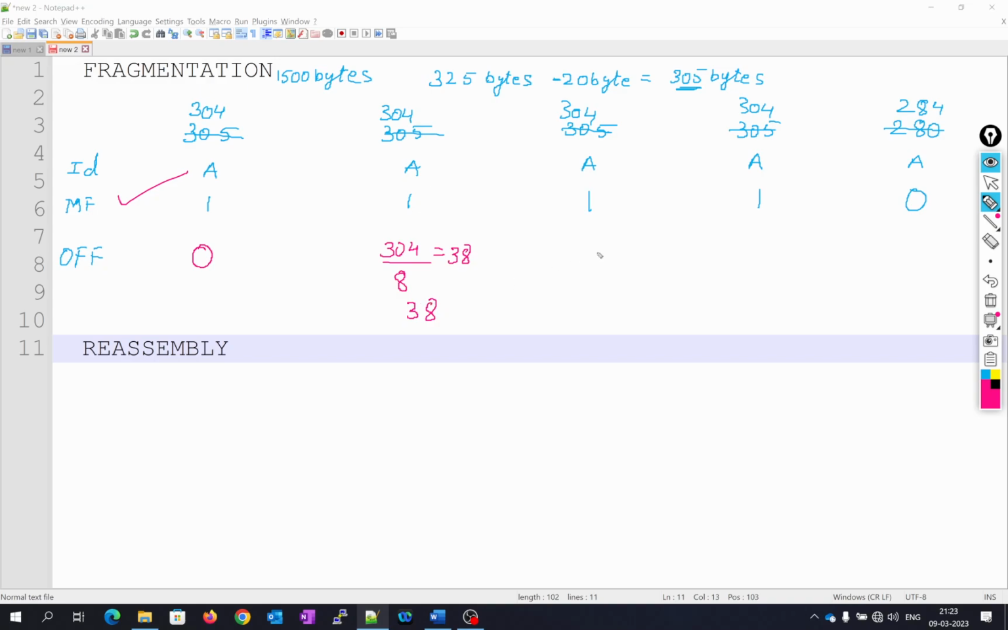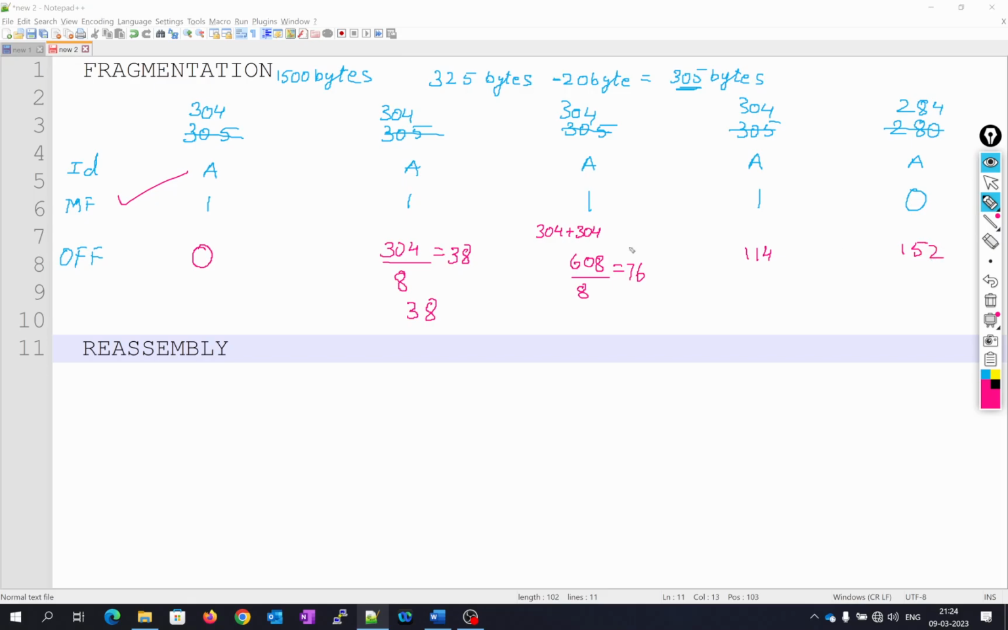Now, the third fragment also does the same calculation. How many bytes do I have in front of me? That is 304 plus 304, which gives us a value of 608. And if we divide it by 8, it gives us a value of 76. Similarly, the same calculation goes for the fourth and the fifth fragment. So we have an offset value of 114 here and an offset value of 152.